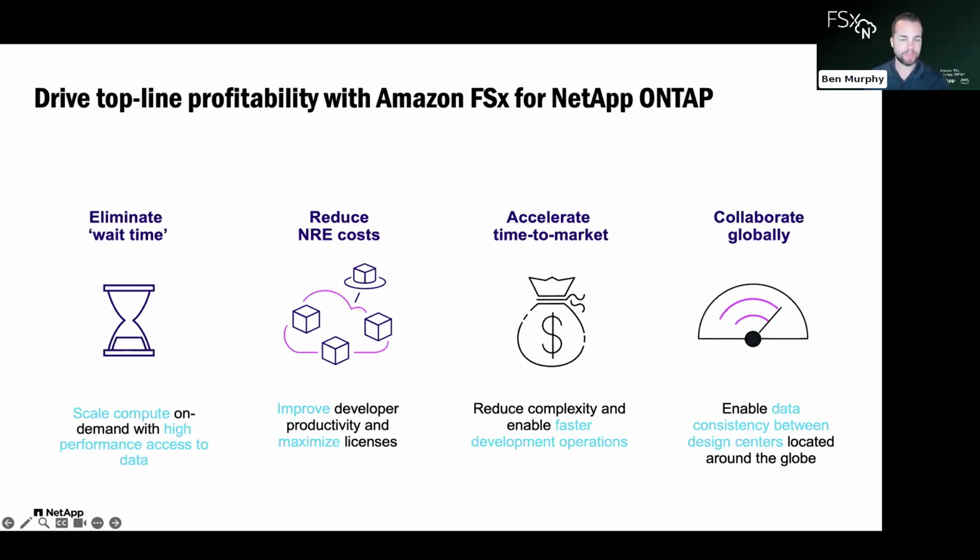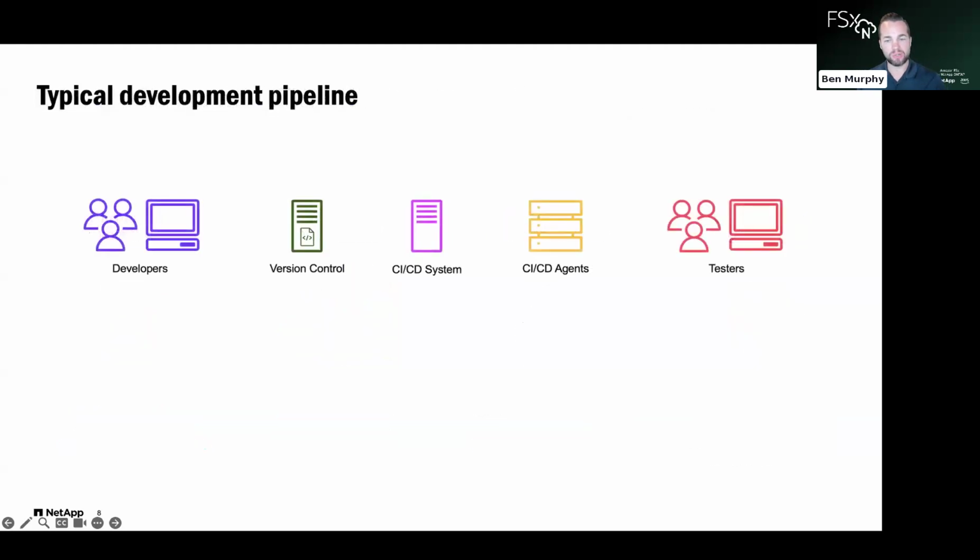Next is we accelerate chip design projects by reducing complexity and enabling faster development operations. We're also going to collaborate globally by making the project data available in a consistent manner across design centers. That could be Europe and US, it could be Asia Pac, Europe and US design centers, which is very common in the semiconductor industry. Now Ty will give us a deeper look into a typical development pipeline.